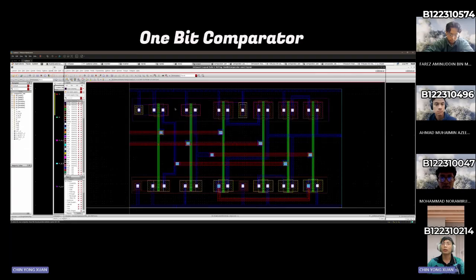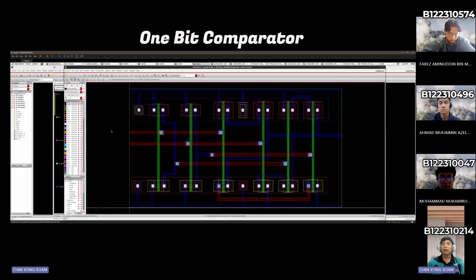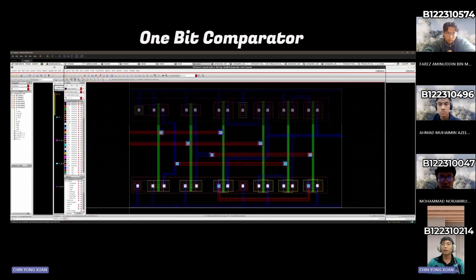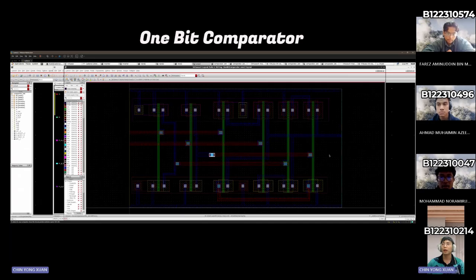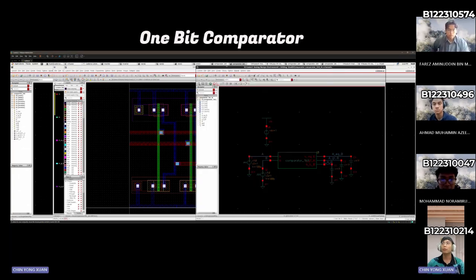Moving to the XNOR gate. This is the XNOR gate layout. Up there is the pull-up network, and down there is the pull-down network. For the XNOR gate, there are two inputs. The first two columns are the inverters for A and B. The first inverter outputs A bar, and the second inverter outputs B bar. And there is one output for this XNOR gate. Then with these three layouts, we will have one top level comparator.